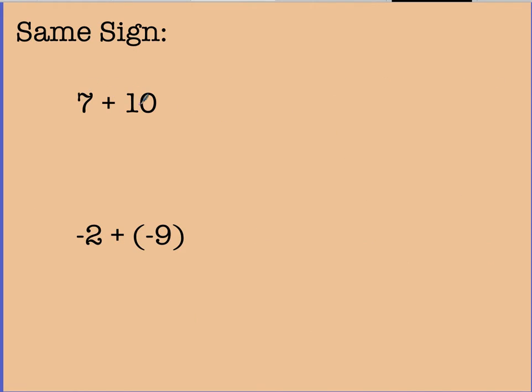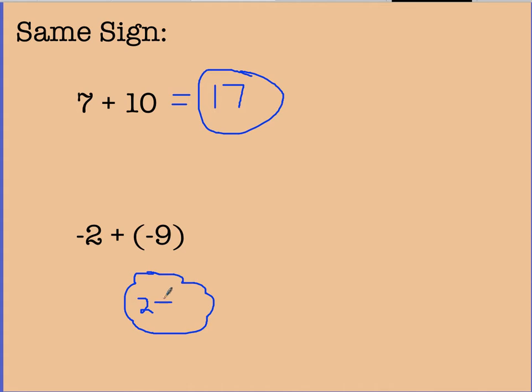So if they have the same sign, 7 plus 10, I'm going to think to myself, what's 7 plus 10? That is 17. And they're both positive, so my answer is positive 17. Negative 2 and negative 9, I'm going to think to myself, draw my thought bubble here, what's 2 plus 9? So that's 11. And then I look, originally both of those are negative, so that's going to be a negative 11.